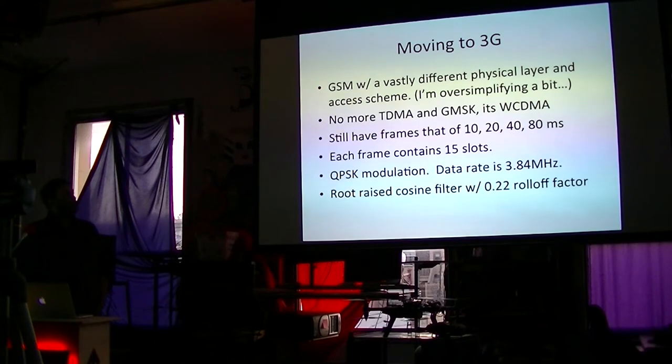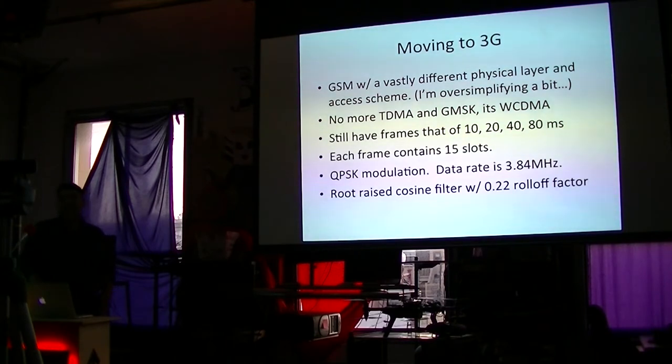So in 3G, we get away from TDMA and GMSK, and we do something called wideband CDMA, or WCDMA. Even though we don't have TDMA, we still define frames, just like you do on the internet with packets. Frame size can change between 10, 20, 40, and 80 milliseconds. Most times in 3G, you only use 10 or 20 milliseconds. I don't really know anybody who uses 80 milliseconds. Frames still have a slot structure, just to make processing easy, so we still have 15 slots.